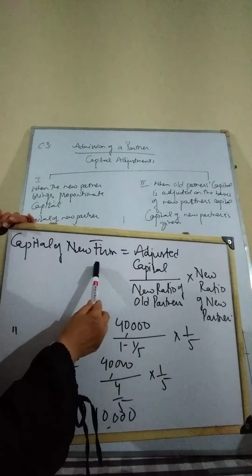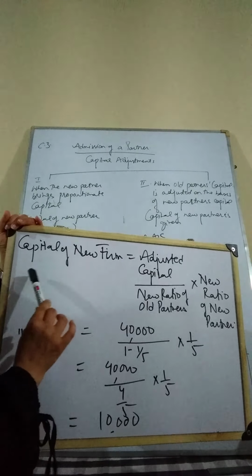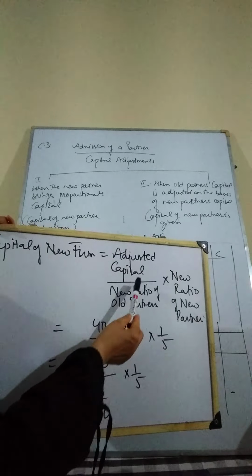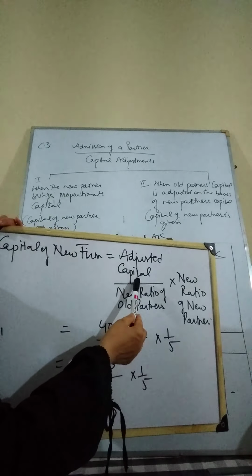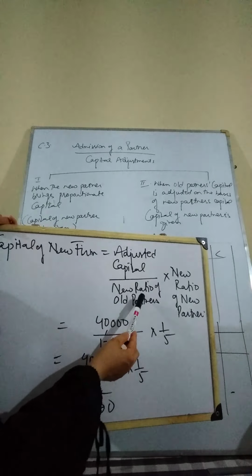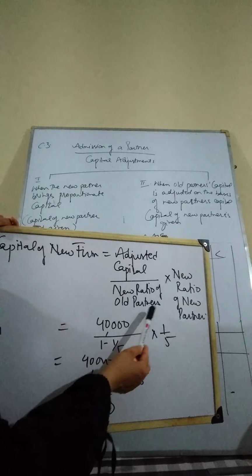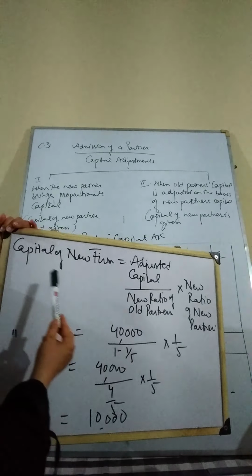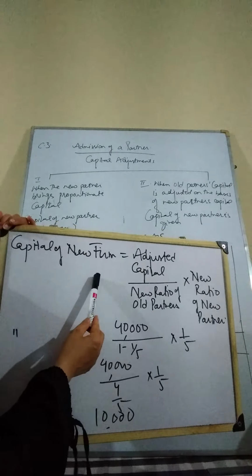Capital of the new firm. New firm means after the admission of C, the new firm shall be having the capital as per this formula. Adjusted capital, which is the adjusted capital of A and B in this question, divided by the new ratio of old partners multiplied by the new ratio of new partner. This is the formula for calculating the capital of the firm.